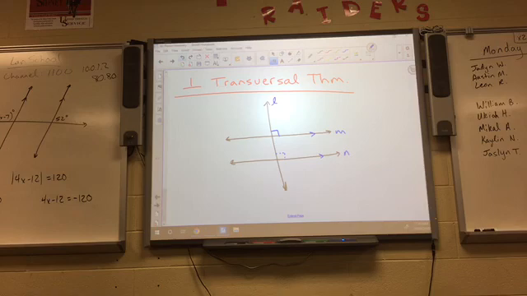Corresponding angles theorem. The lines are parallel, so corresponding angles must be congruent, right? Okay, so you could have gotten there.